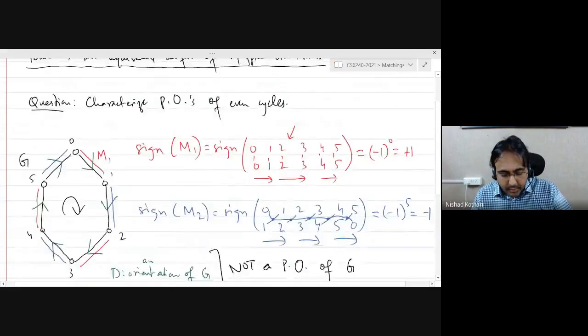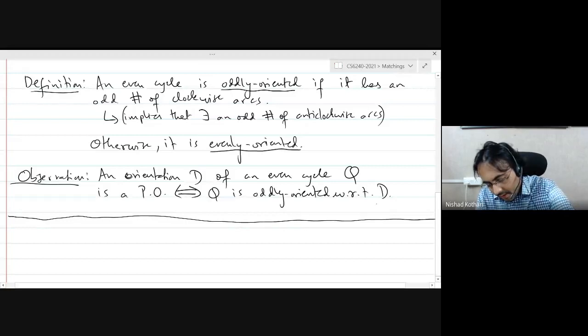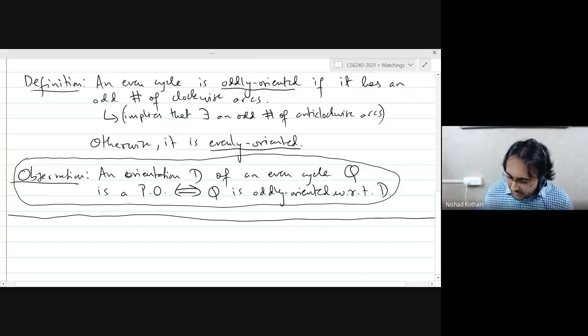Okay. So this observation is going to help us in arriving at an equivalent definition of what is a Pfaffian orientation. And that definition is going to be actually more useful to us than the signs of perfect matchings based definition. Okay. So now let me start with an example. So instead of even cycles, let's look at a general graph. So I've made one example here.